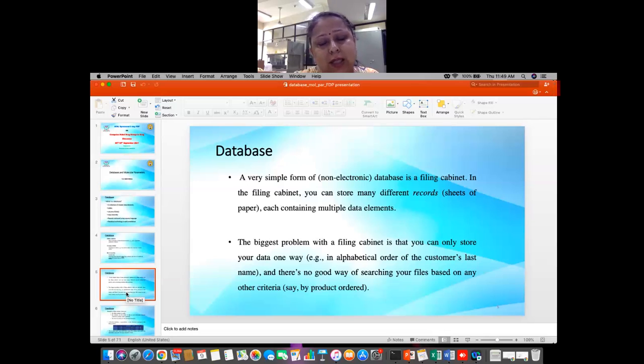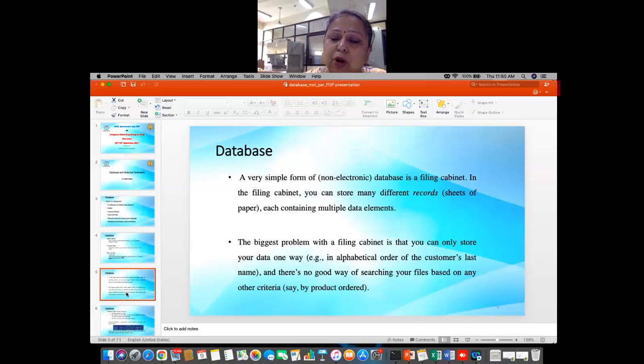So a database is a very simple form of, like, if I give you an example, it's simply like a filing cabinet where you keep your records. In the filing cabinet, you can store many different records like sheets of paper, each containing multiple data elements. Similarly, in a database, you can store much information regarding a particular topic.